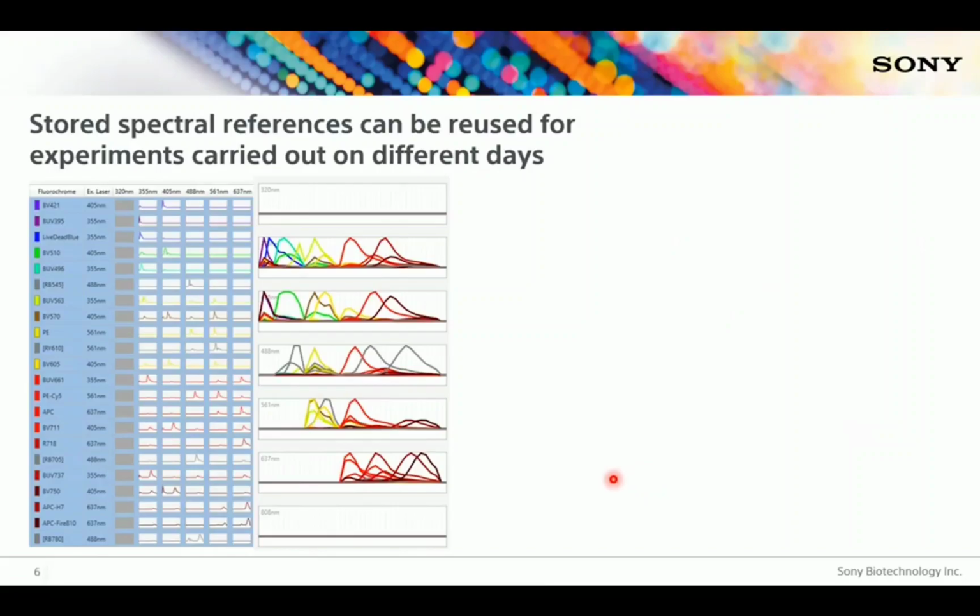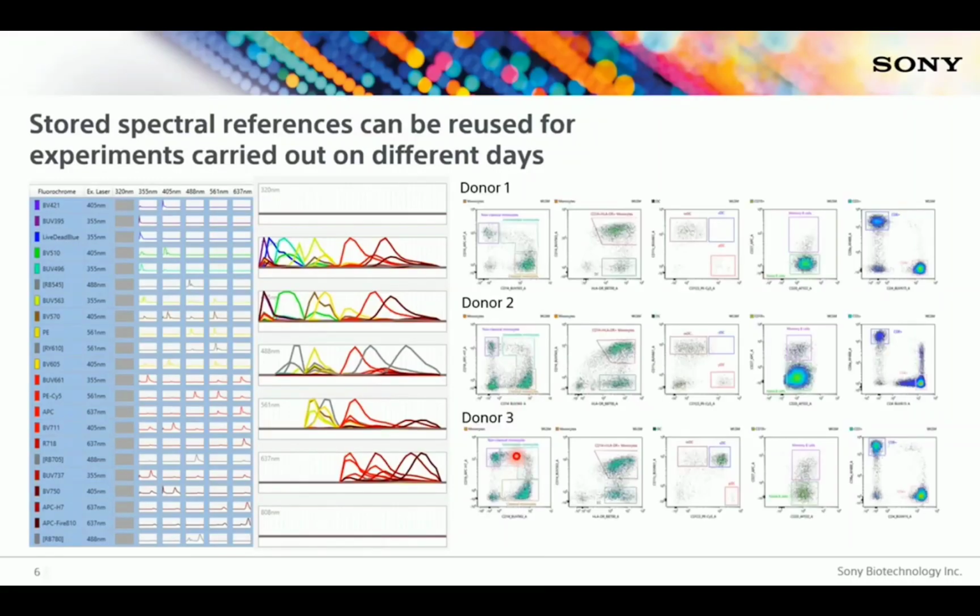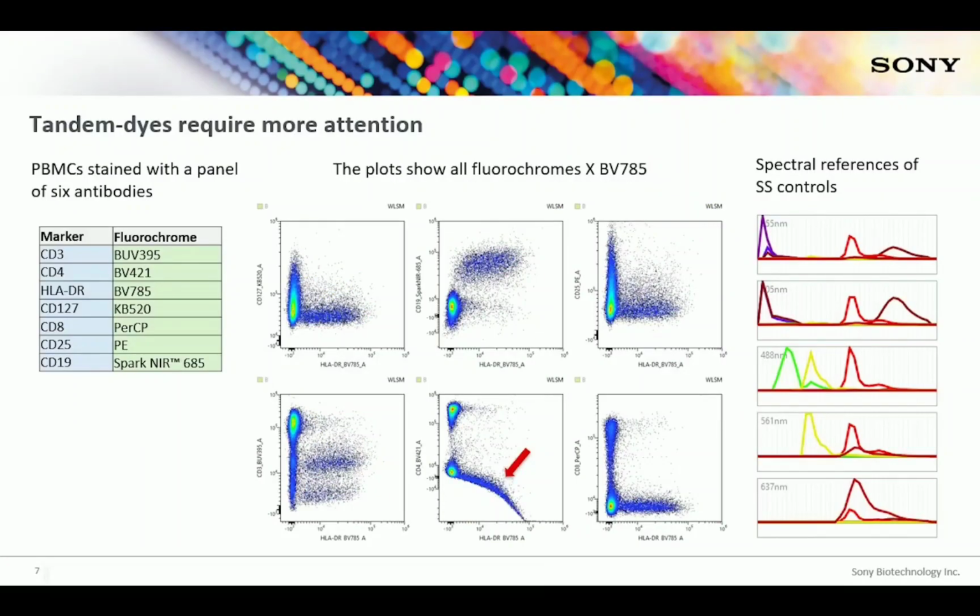Once fluorochromes are stored in the library, you can acquire samples on different days and reuse single-stain controls for the unmixing. These plots show data from 3 different donor samples acquired on different days, but unmixed using the same stored reference controls. This capability not only enhances efficiency, but also ensures that analyses remain reliable, regardless of when the experiments are performed. Although reusing a spectral reference saves time and resources, we need to be more careful with tandem dyes. As we know, they degrade over time.